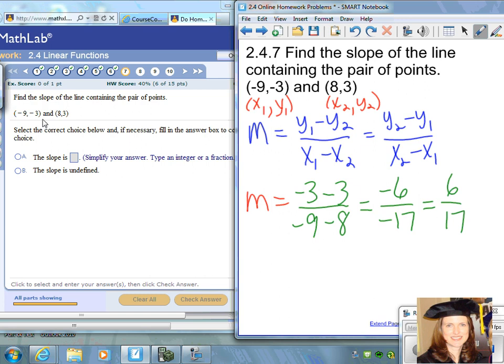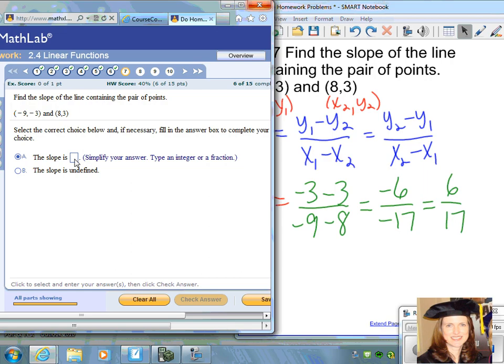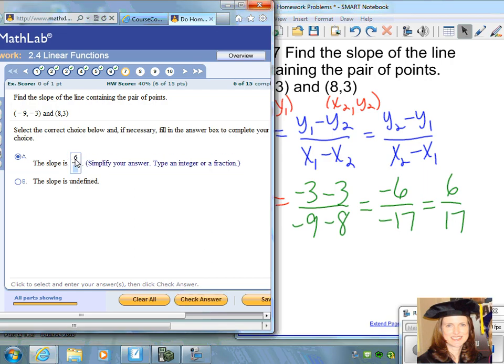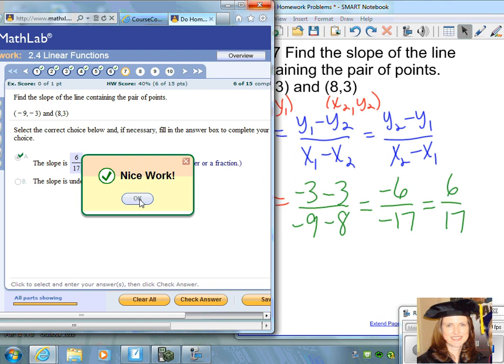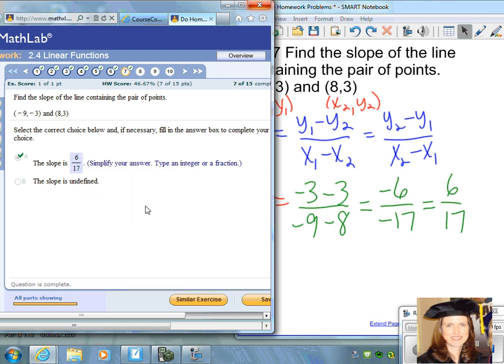Let's check our answer. The answer is 6 divided by 17. Check. Nice work.